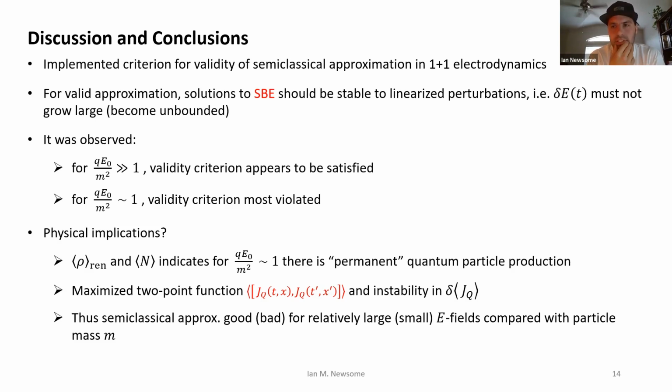So it does seem like towards the massless limit, where the electric field is much larger than the mass of the particles, you have the least violation of our criterion. And I think the other way works as well, because you're going to get back to classical electrodynamics. So it seems like there's a special threshold where this exponential divergence in the perturbations occurs around this critical scale. So yeah, that's right.